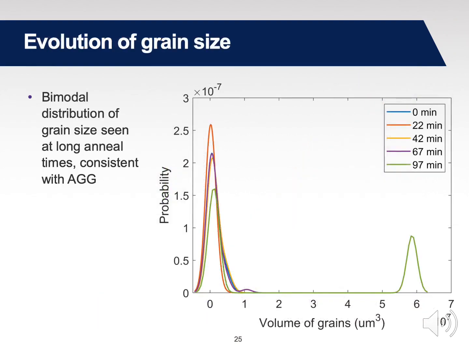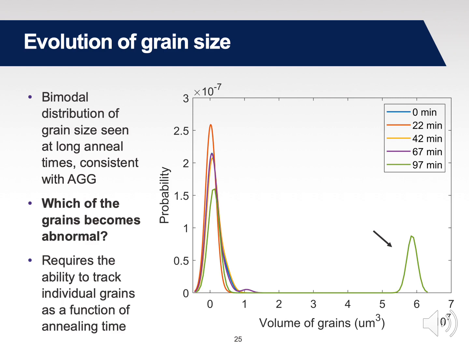And so this material is annealed below the solvus, we capture the coarsening dynamics of the grain network, and indeed, as a function of time, you see this bimodal distribution at long times, which is consistent with an abnormal microstructure. The question, let me remind you, is to identify which of the grains become abnormal and also to determine what sets it apart. Why should it become abnormal? And to answer this question, it requires us to track individual grains as a function of annealing time. So how do we track grains from one 3D volume to another?